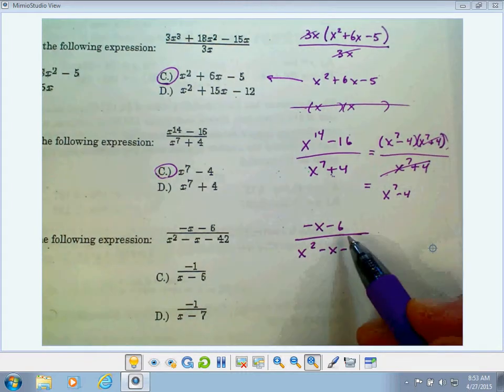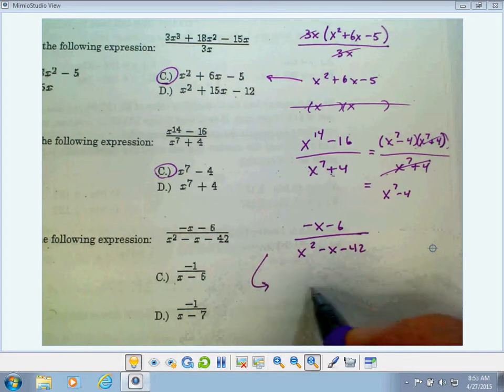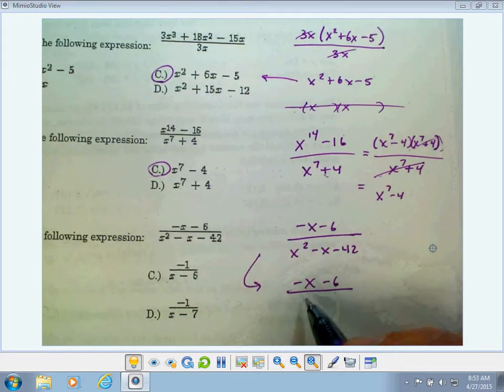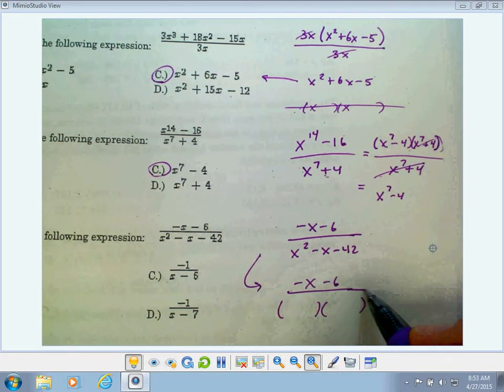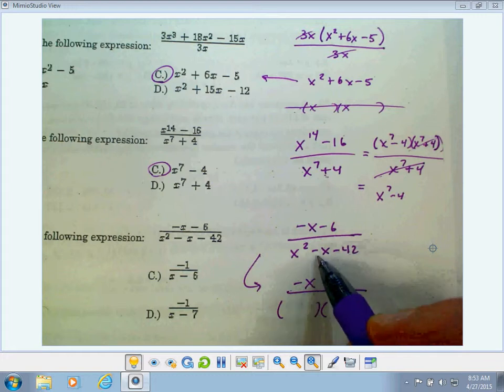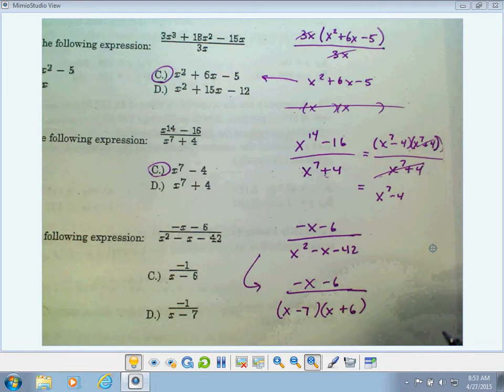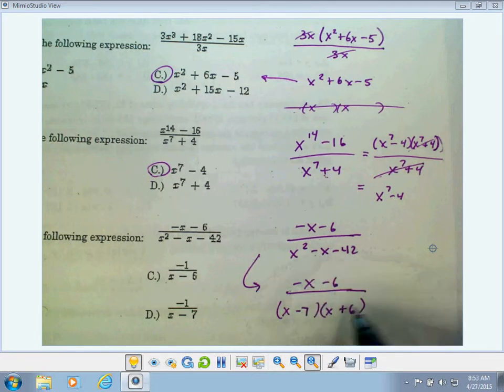Okay, so I'm going to leave that top alone for a minute and look at the bottom, see what we can do with that. So go to the next step. And I'm thinking that we should be able to factor it like normal. So we need two numbers that multiply to get -42 and add to get -1. So 6 times 7 is 42. If the 7 is negative and the 6 is positive, we would have -7 times 6 is -42, and -7 plus 6 is -1. So this is factored correctly.